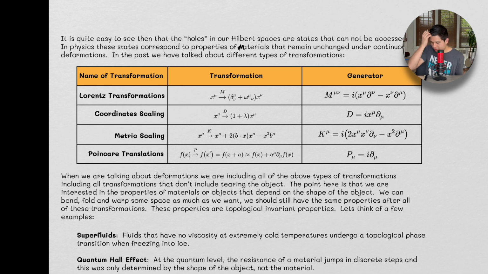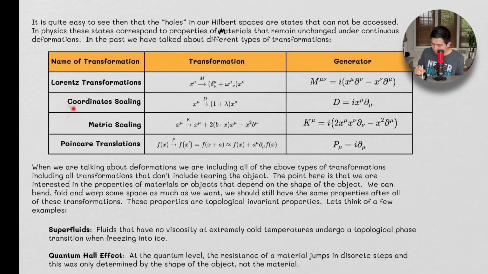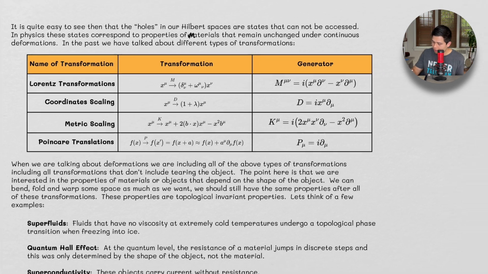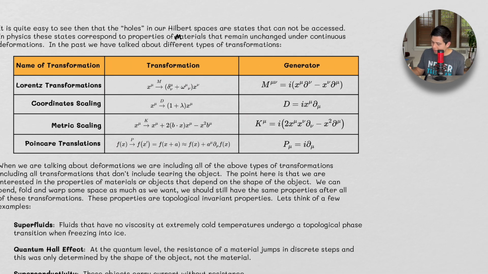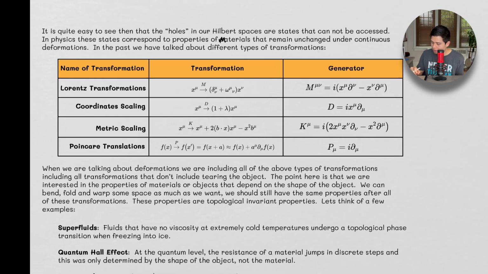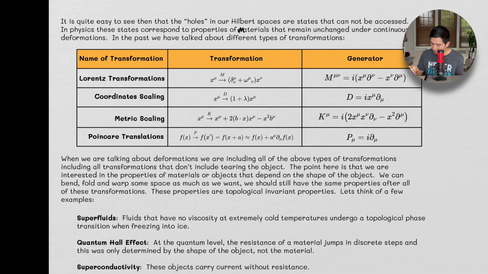In the past, we've talked about different types of transformations. So we've talked about Lorentz transformations. We haven't really talked about coordinate scaling and metric scaling. This is going to be something we talk about when we talk about conformal field theory, which is also something that we need to talk about. But we've talked about Poincare transformations as well. This is what those transformations look like. This is what generators for the transformations look like. We're going to get into a lot of this later. I'm just sort of getting our feet wet, if you will, with notions of transformations here.